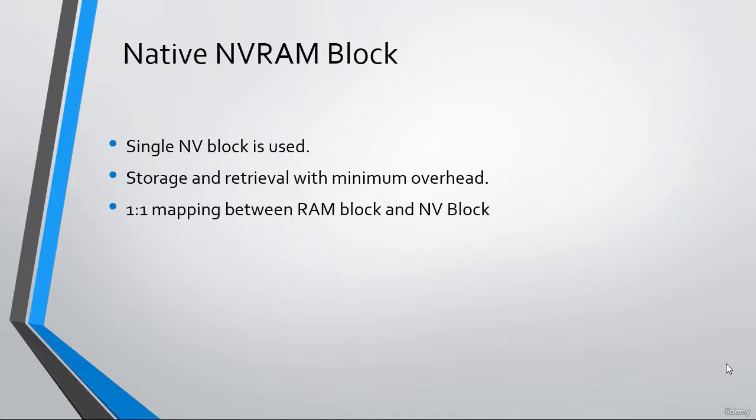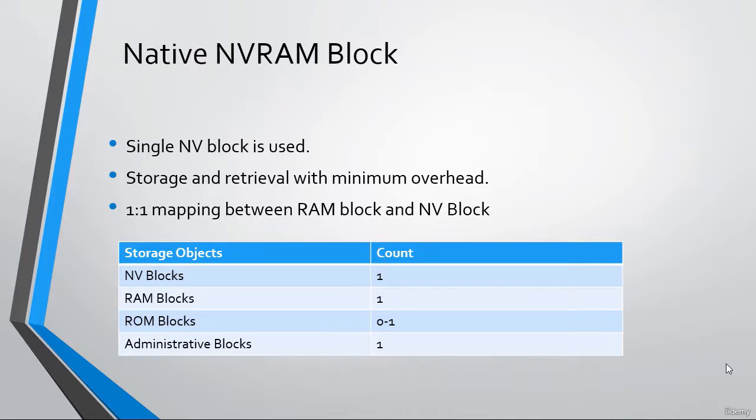And apart from that, let's try to see the other storage objects. So NV blocks will be having count 1. RAM block can have the same value 1, and ROM blocks can vary from 0 to 1. And we can have administrating blocks of count 1. So I guess you understand that part about native NVRAM block. Let's move to redundant NVRAM block.